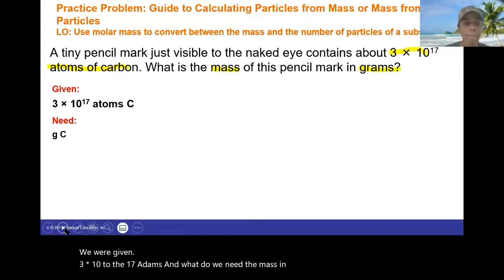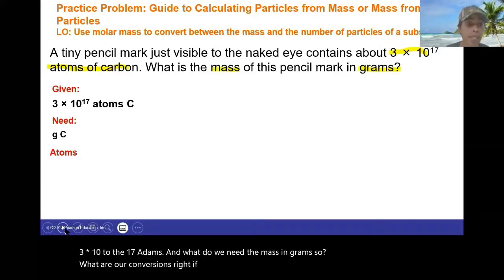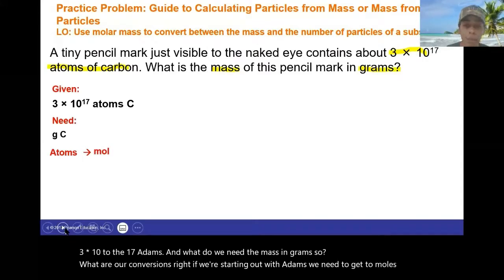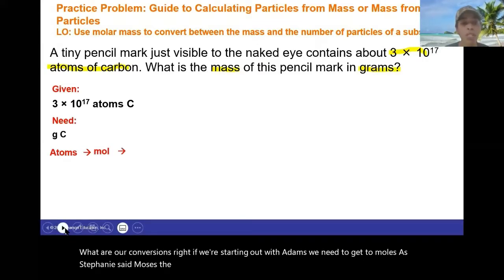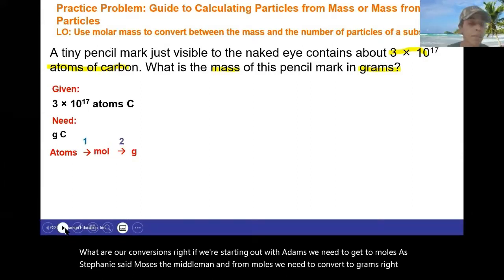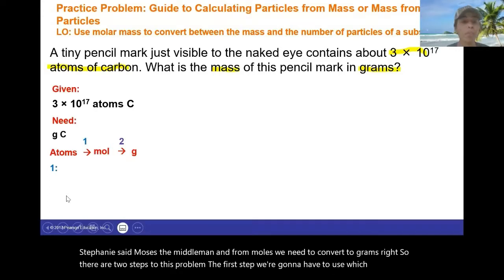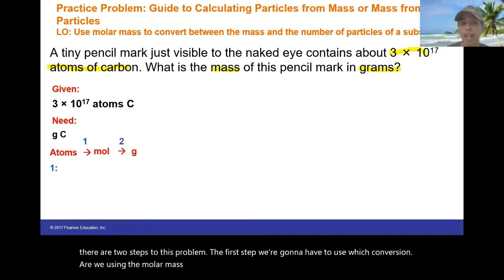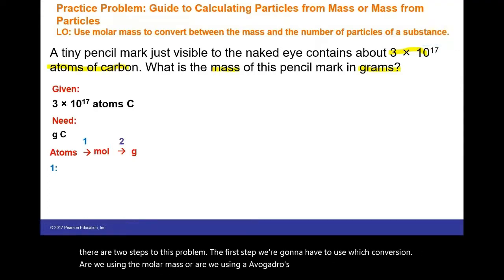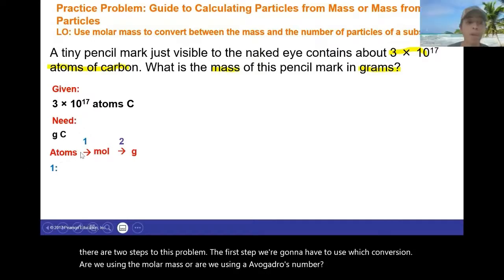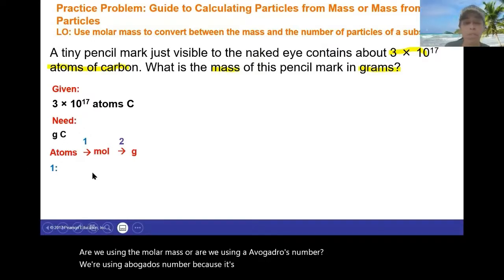So what are our conversions? If we're starting out with atoms, we need to get to moles. As Stephanie said, moles is the middleman. And from moles, we need to convert to grams. So there are 2 steps to this problem. The first step, we're going to have to use which conversion? Are we using the molar mass or are we using Avogadro's number? Avogadro's number, because it's particles to moles.